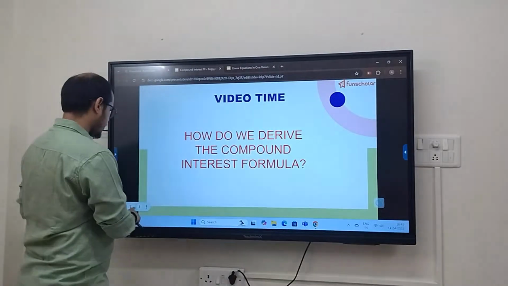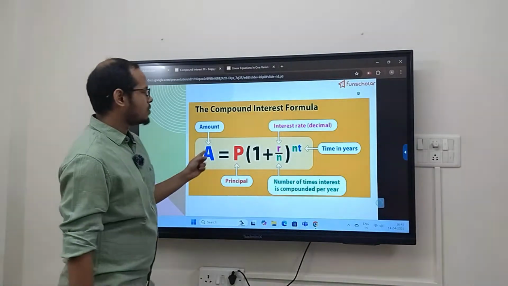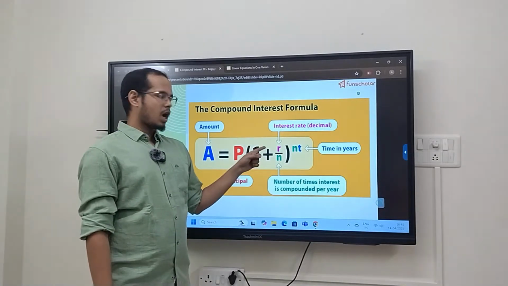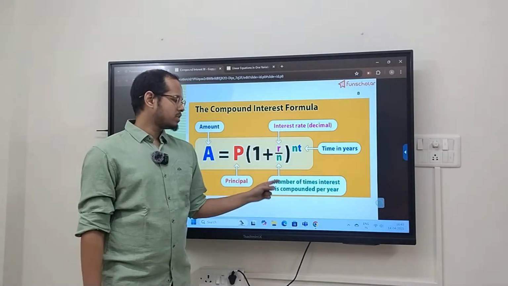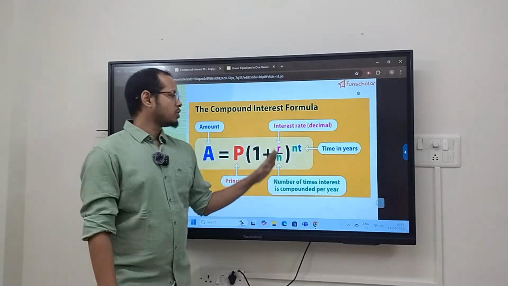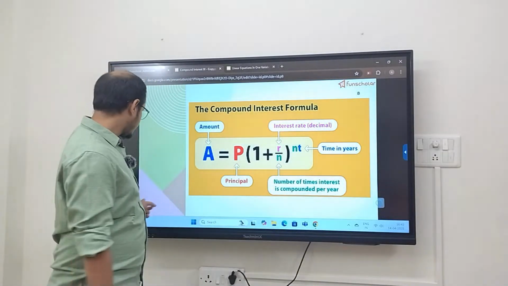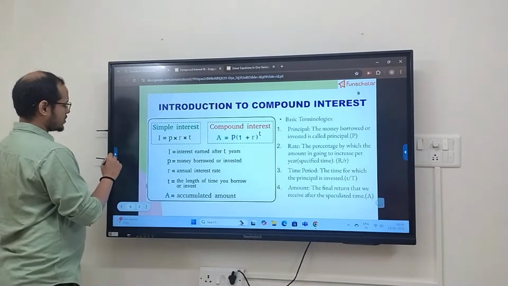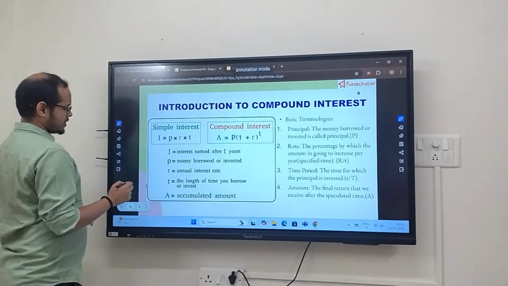Okay, let's continue. See, now this is the entire formula. Amount is equal to principal times (1 plus r by 100) raised to n times t, where n is the number of times interest is compounded per year. So this formula is basically represented like this. Let me show you in an easier manner.